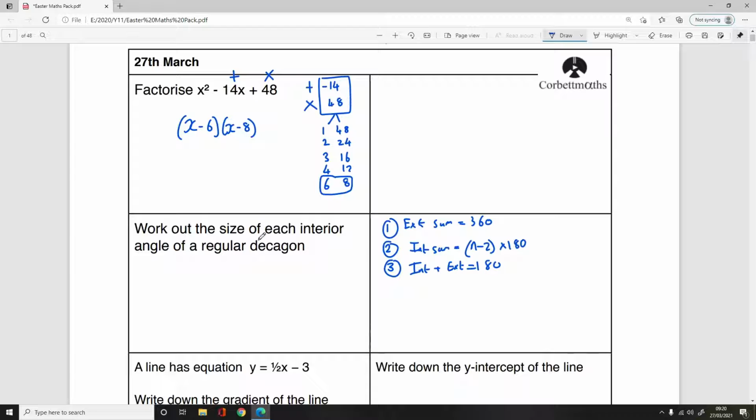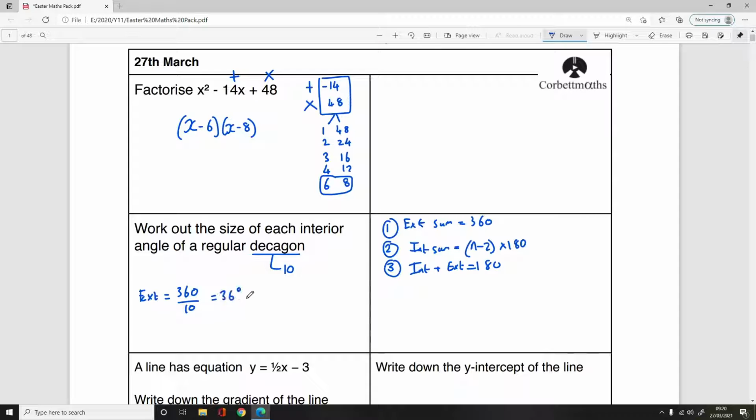So every polygon question, you should be thinking about that checklist and going through what might be relevant to you. It says we need to work out the size of an interior angle of a regular decagon, so we need to think how many sides this is. Decagon, decade, that is 10 sides. And which one of these is going to be relevant to us? Now you might think we'd go for interior sum, and that is indeed one way of doing it. My personal favourite way though is to use rule 1 and 3. We know the exterior sum is 360, that's what all the exterior angles add up to. So I can find out what one exterior angle is by doing 360 divided by 10.